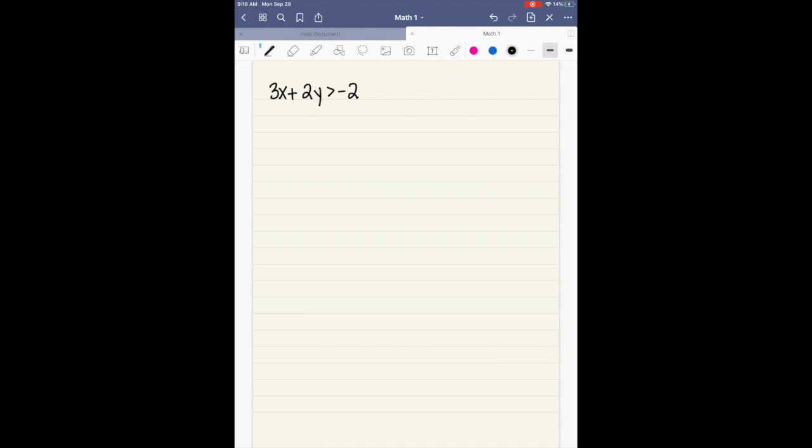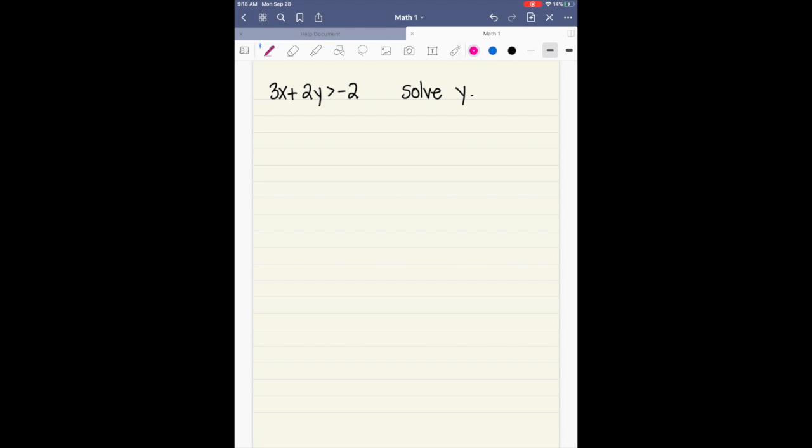All right, so just a quick video on how to solve a linear or graph a linear inequality when it's in standard form. So the first thing we want to do is make sure we put it in y equals mx plus b. So we want to solve for y basically. And in order to solve for y, that means we need to get y by itself.